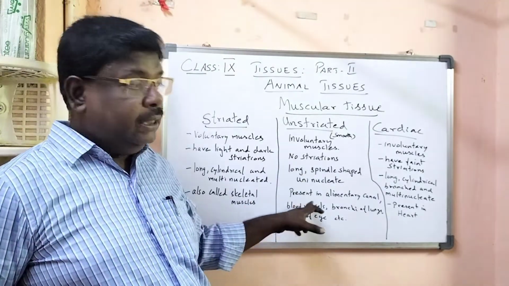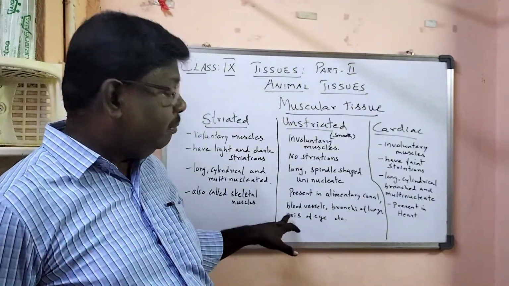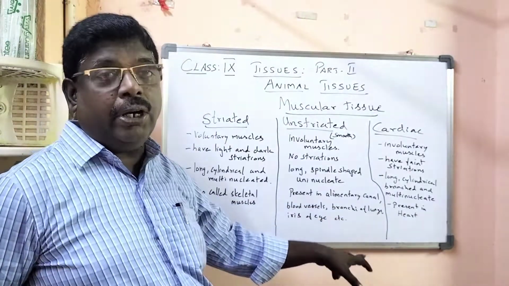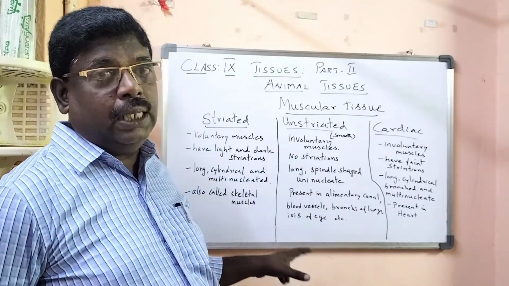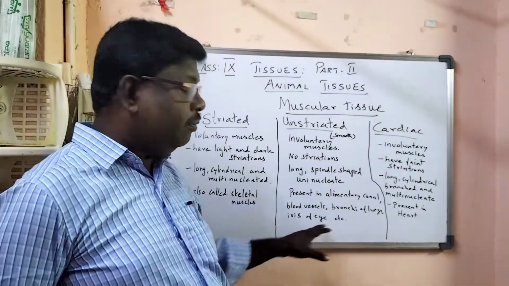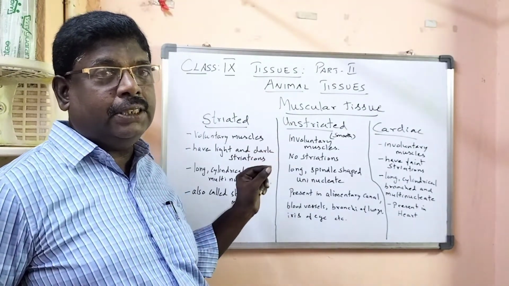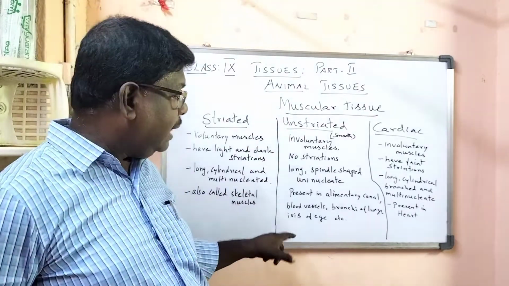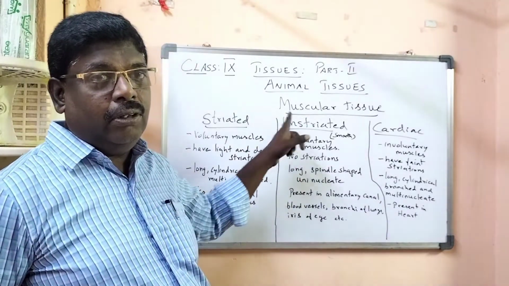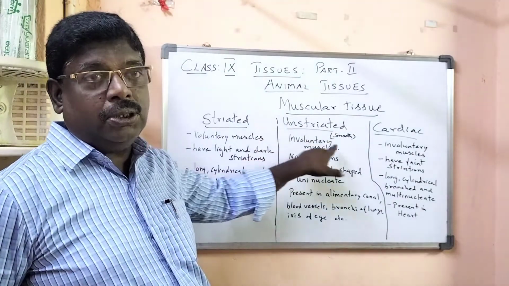Where is it found? In the alimentary canal, that is the digestive system. In blood vessels, bronchi of the lungs. The windpipe will divide into two tubes. They are called bronchi. Then the iris of the eye. In our eyes, we have the iris, which expands as per the light intensity. That iris also is made up of unstriated muscle. Unstriated muscle, also called smooth muscle.